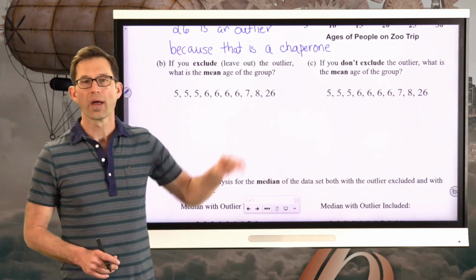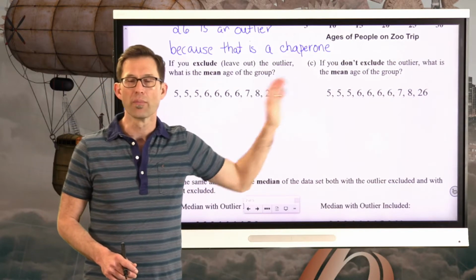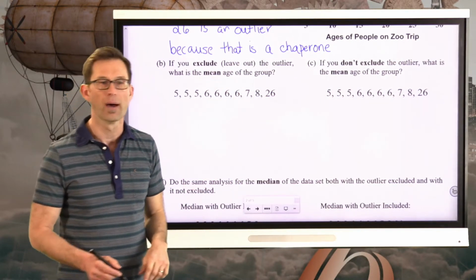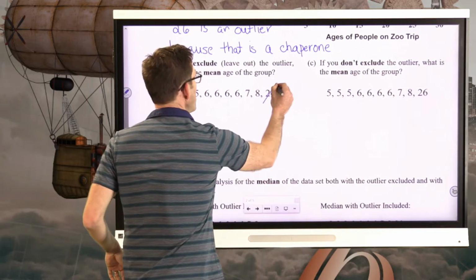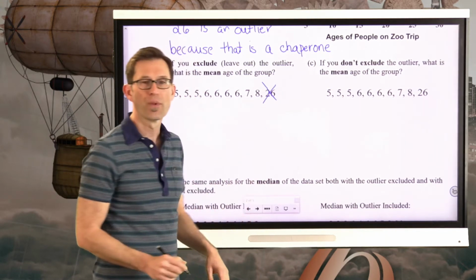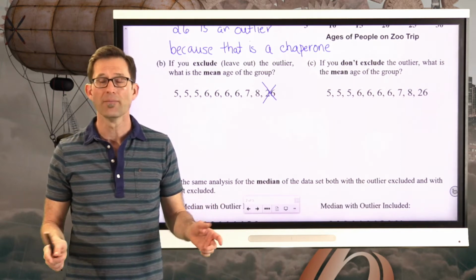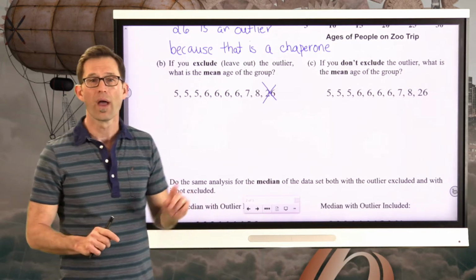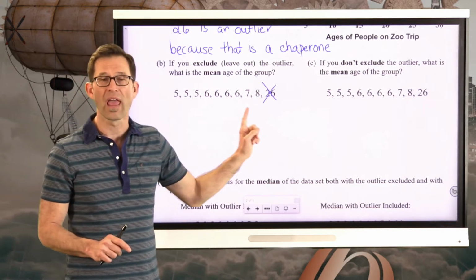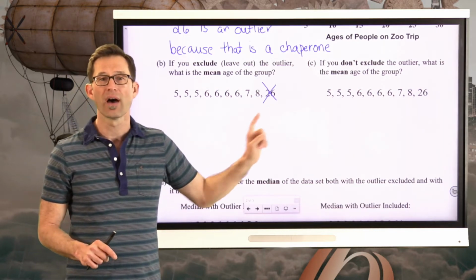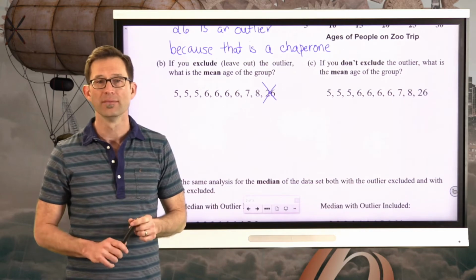I know you've got the data above. I decided I wanted to reproduce it here so we didn't have to keep moving the screen up. But my point here is, let's say we cross this out. So instead of having 10 values in our data set, we now only have 9. I'd like you to pause the video and figure out what the mean or the average of these data values are. Pause the video now.